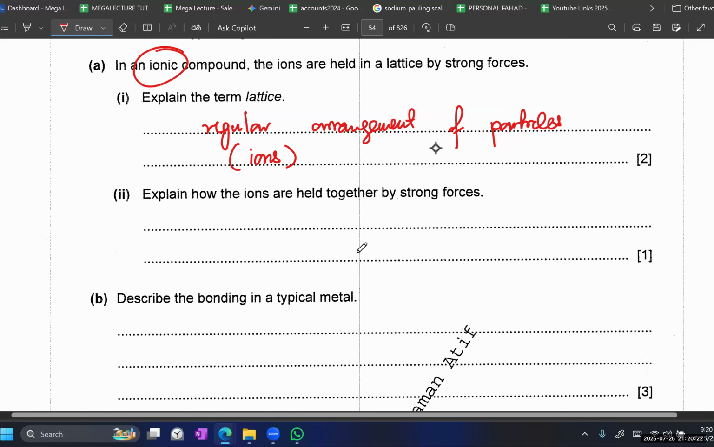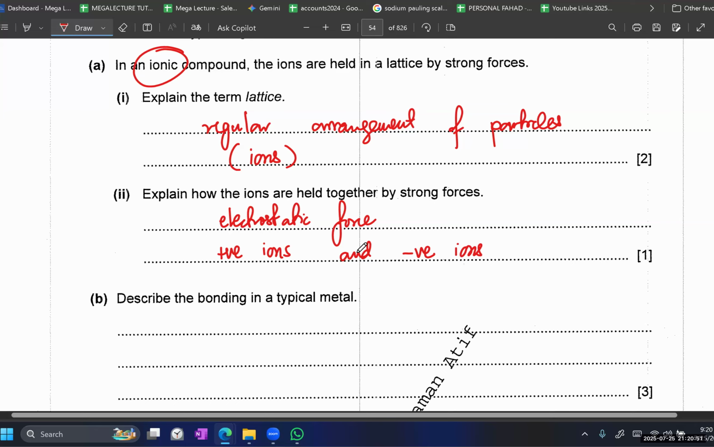Explain how the ions are held together by strong forces. So what is that force? It's a strong electrostatic attraction that exists between positive ions and negative ions. Is that clear? Yes, sir.